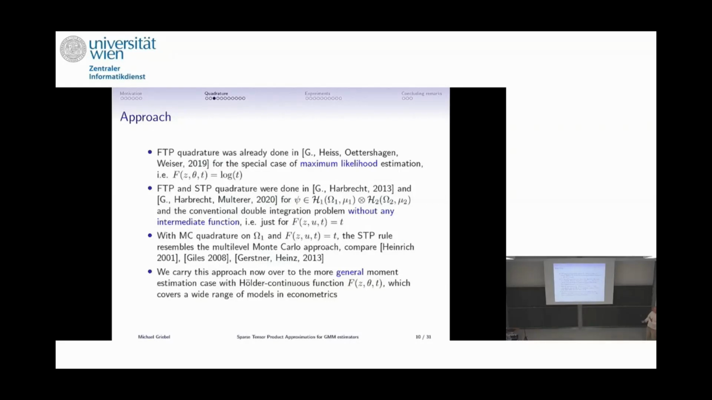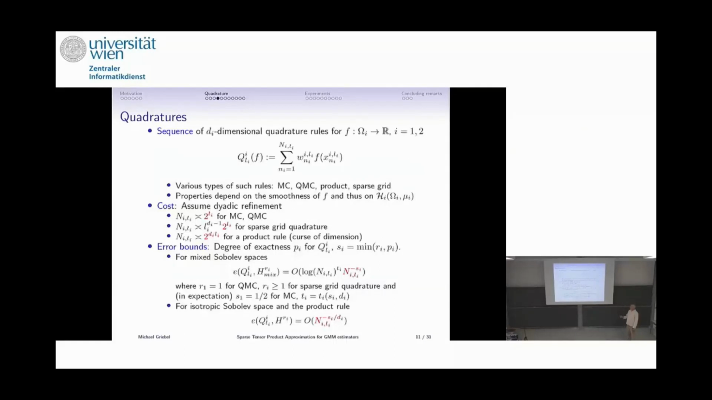Okay, but we want to apply this now for the more general moment equation case with these Hölder continuous functions. And again, if the function is the identity, you know what's happening, no big deal. If this is the logarithm, things are getting more complicated. And if this f is more complex, then you have to look into that. And I said here, Hölder continuous. This is what I assume on f, and then it works.